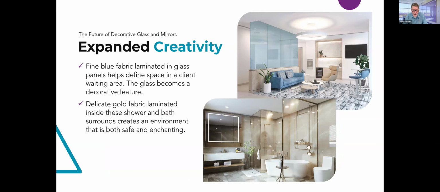And then here's a blue fabric laminated in glass panels to help define space in a client waiting area. And then the glass does become a decorative feature. And then down below is a gold fabric laminated inside the shower and bath surrounds. So it's creating a space that's safe and looks great.